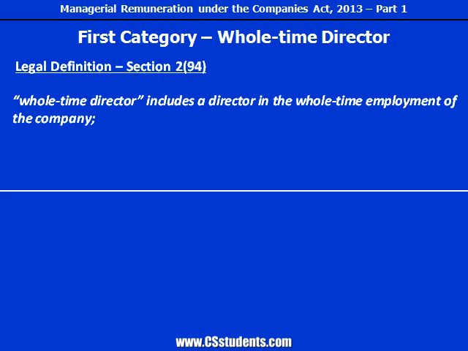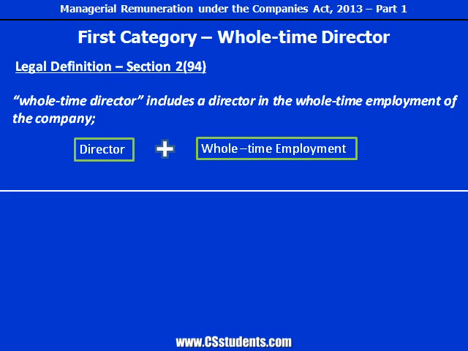The definition of whole-time director is given in Section 2 subsection 94. As per the definition, the whole-time director includes a director in the whole-time employment of the company. So, the given definition is an inclusive definition and primarily covers any director who is in the whole-time employment of the company. For being in whole-time employment, one needs to have an employment contract with the company. Legally, employment contract means contract of service. Therefore, for checking someone's status as whole-time director, please check the nature of the contract between company and that director.